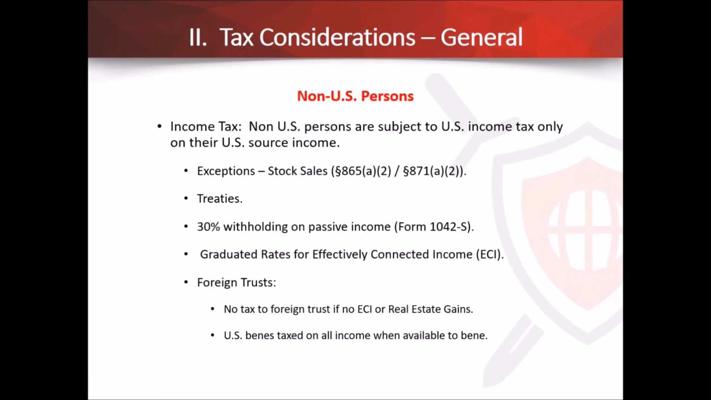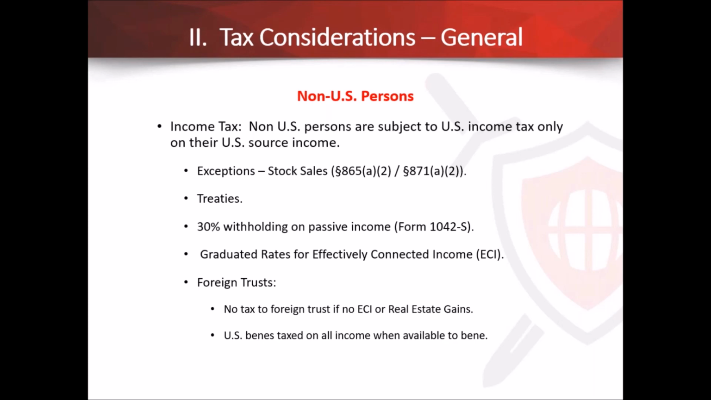And then as for non-U.S. persons, or in this case, either an NRA or a foreign trust, we have some special income tax rules that apply. And basically, it all depends on the source of the income. Now, there are exceptions to the source rule, which we have listed here. The main one are stock sales with the sale of intangibles.